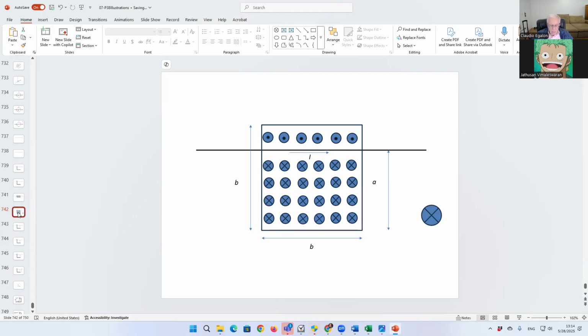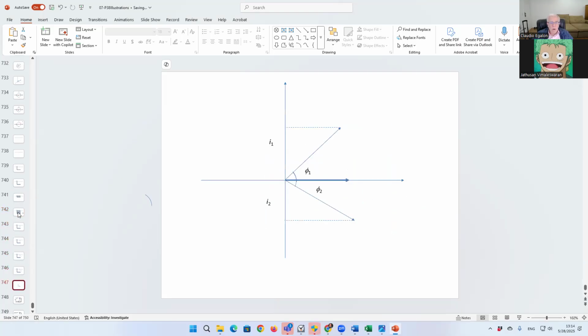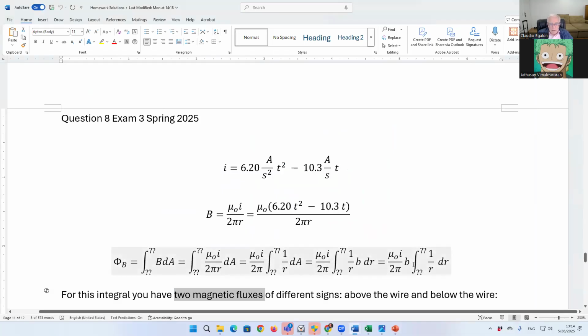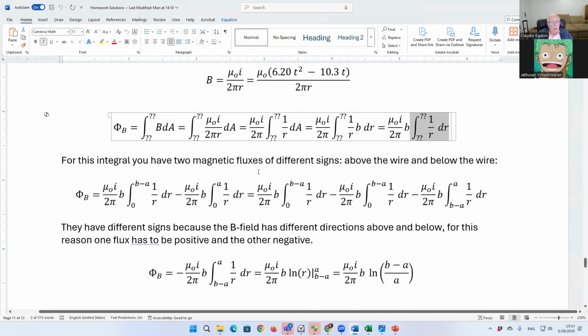Now we're going to do the actual calculation, and we're going to get the limits. We're going to find the flux here, and we're going to find the flux here. So here you go. And that's the integral that we want to calculate. I'm going to write it down. We're actually going to get two different integrals.